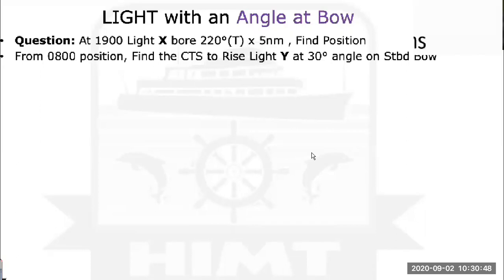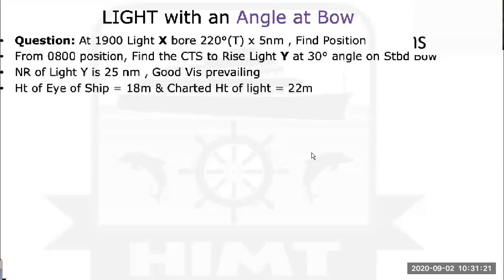I'll change the time, which is 1900. So from the 1900 fix, all I have to do is find a CTS to raise the light. Raise the light itself means there is a range. So he has given you a particular range at a particular angle, which is 30 degrees on the starboard bow. He has given you the nominal range of the light Y as 25 nautical miles. Good visibility prevailing. This morning itself I told you, if someone says good, what does it mean? Met visibility 10 miles. That's it. So you got the answer. Height of eye, 18 meters. Charted height of the light, 22 meters.